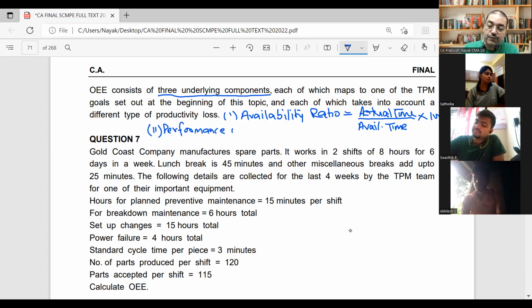Performance ratio. We have studied performance ratio in Inter CA when we were doing performance measurement, with the labor efficiency ratios. So we have done the formulas over there. What was the formula? Standard time upon actual time into 100. Efficiency ratio or performance ratio: standard time upon actual time into 100. That is the performance ratio.